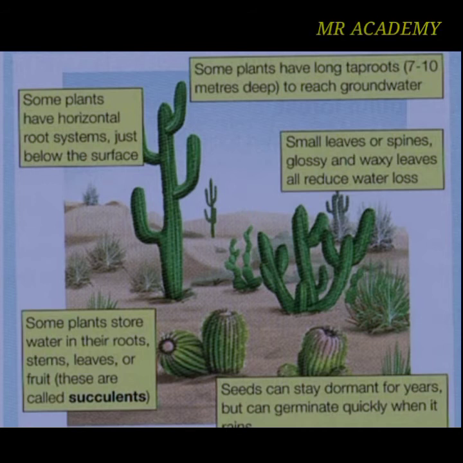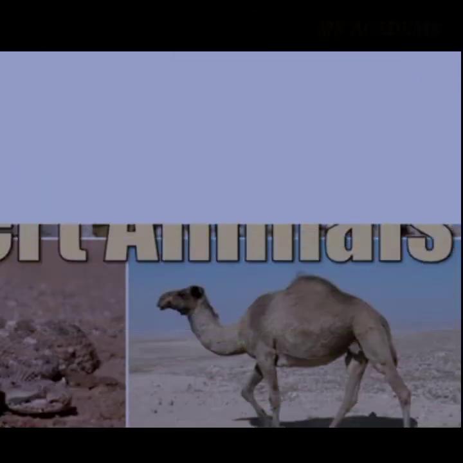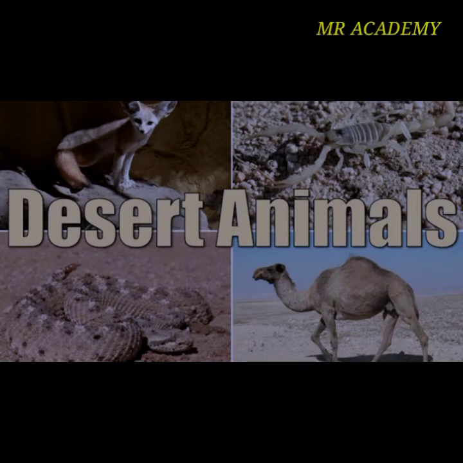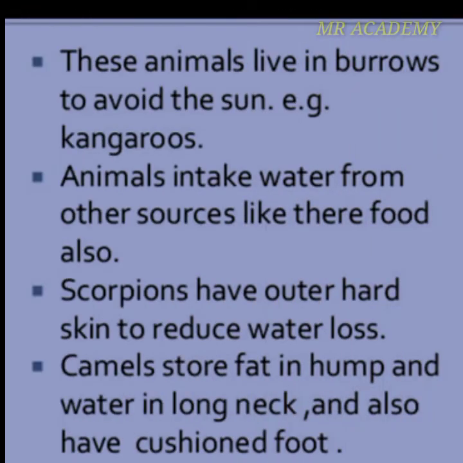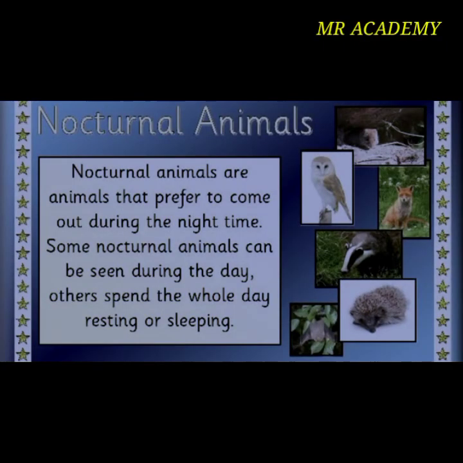In such plants, photosynthesis takes place in the stem. In some plants, leaves are covered by a waxy coating and are small in size to minimize water loss. In order to get water, most desert plants have long roots that go deep into the soil. Adaptations in desert animals. These animals live in burrows to avoid the sun. Camels store fat in the hump and water in the long neck. Most animals in the desert are nocturnal.